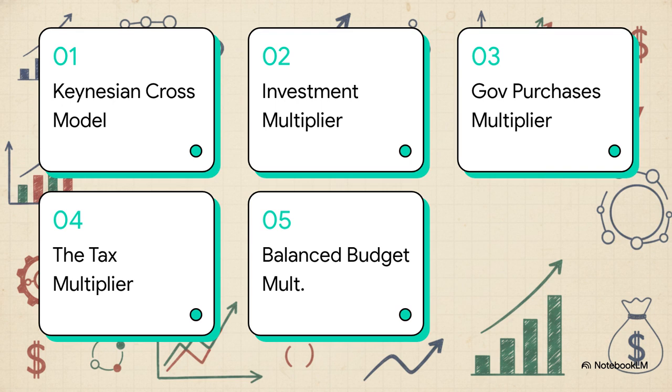We'll start with the Keynesian cross model, move right into the investment multiplier, explore the government purchases multiplier, calculate the tax multiplier, and finally unpack the slightly counterintuitive balanced budget multiplier.